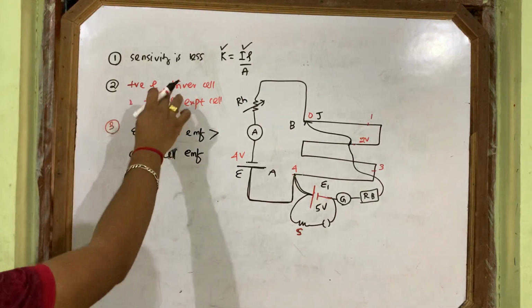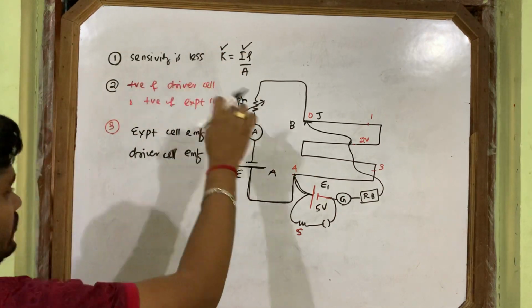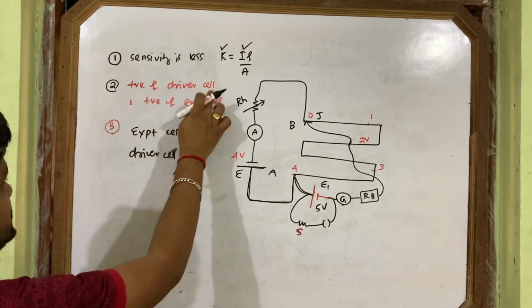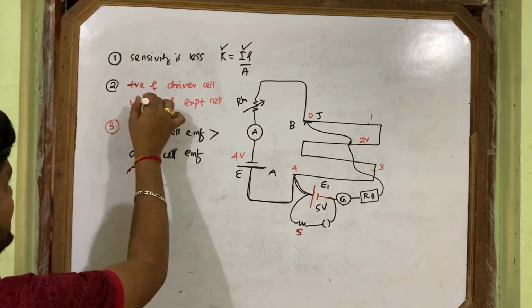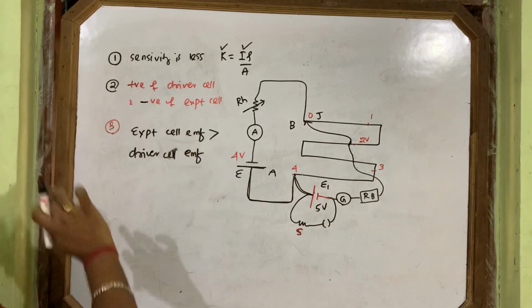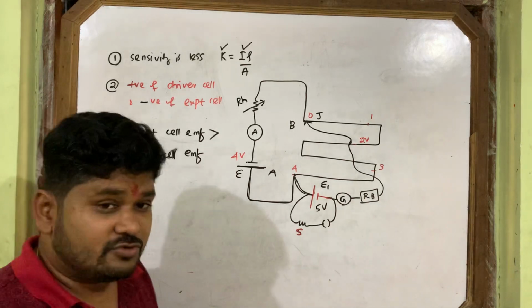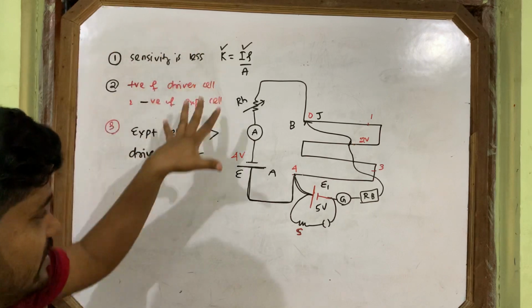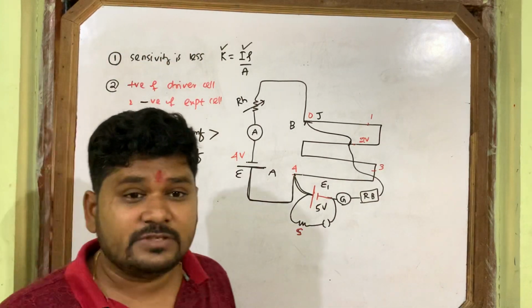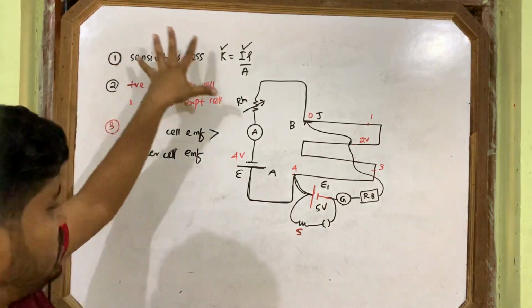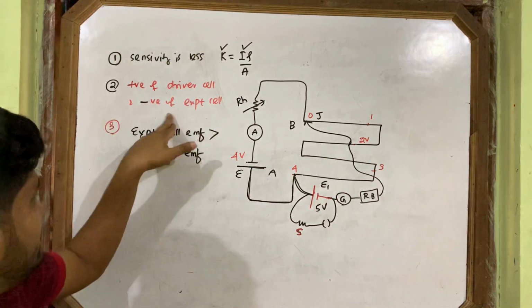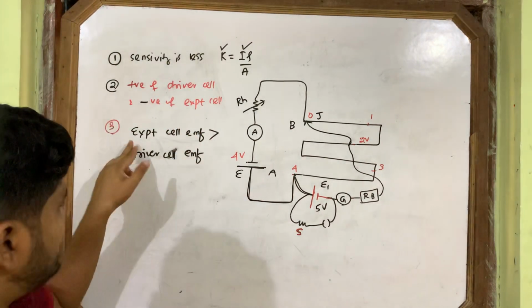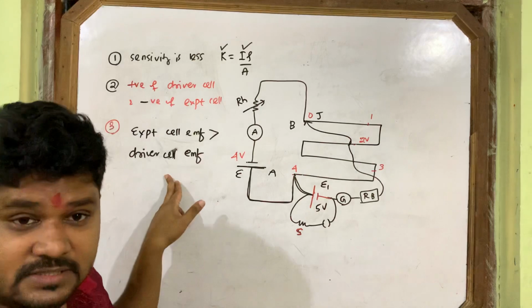Here I am writing where we are not getting the null point: the positive of the driver cell you have connected with the negative of the experimental cell. But it should be connected positive to positive. I am writing these points for when you are not getting the null point, meaning one-sided deflection. What are the causes? It should not be this way.